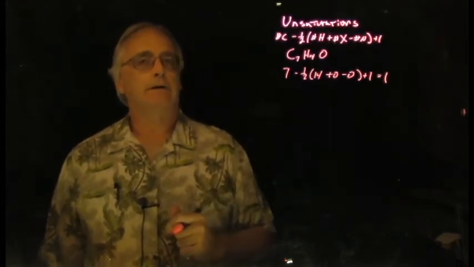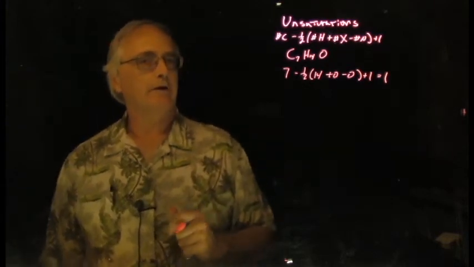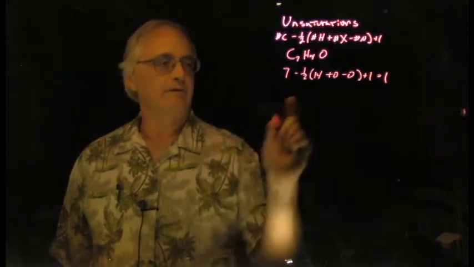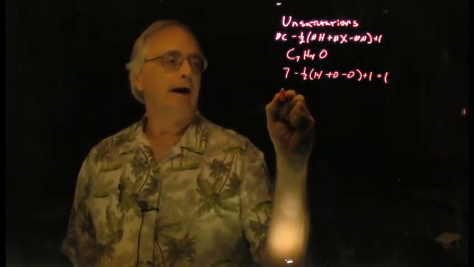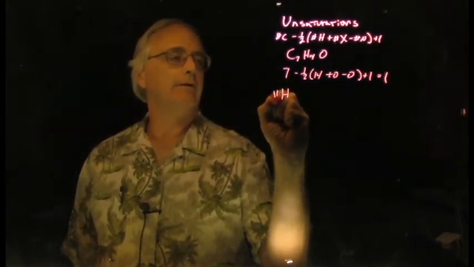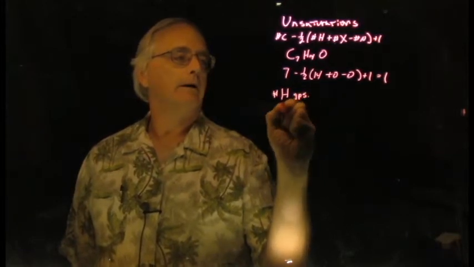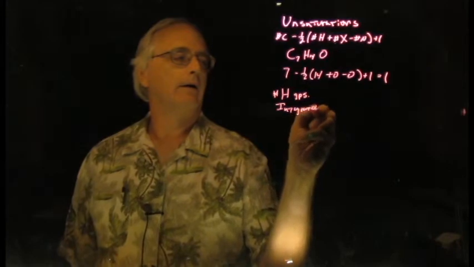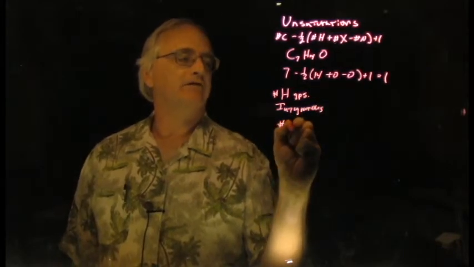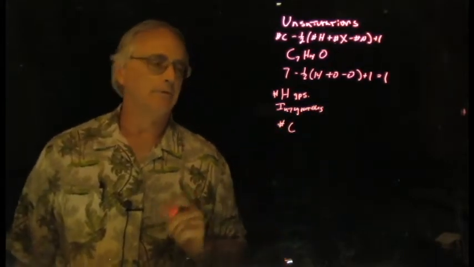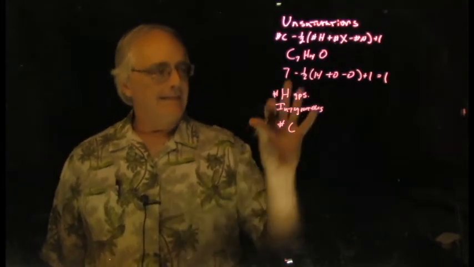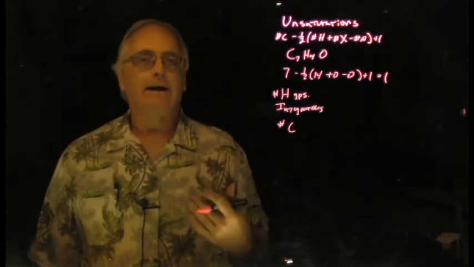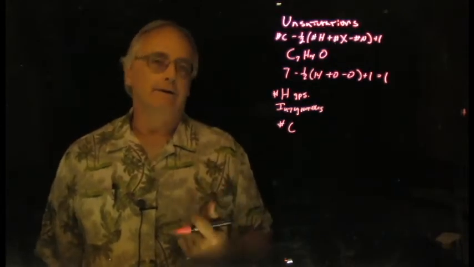Now, we take a look at the proton and the carbon spectra, and what we're going to be looking for from the spectrum itself is the number of hydrogen groups, their integrations, and the number of distinct carbons. That's the information we're going to glean from looking at the spectra. So here they are.